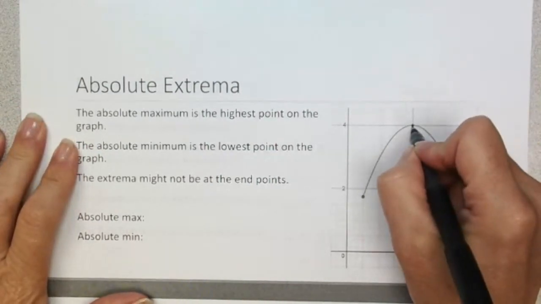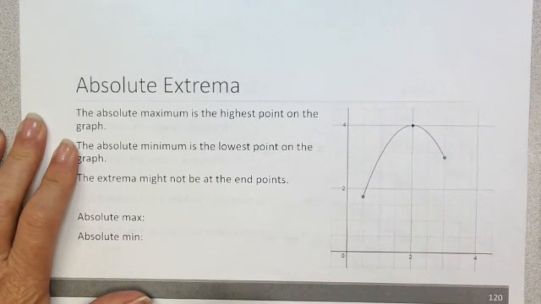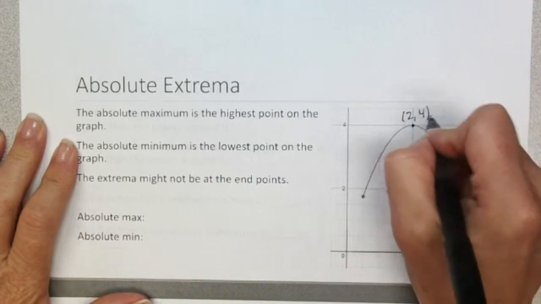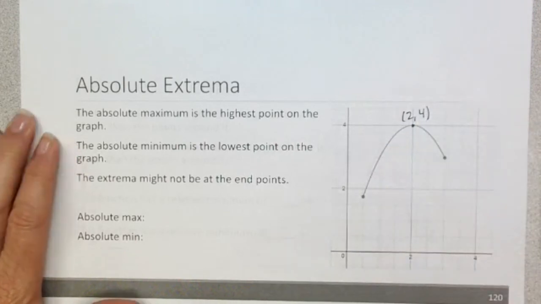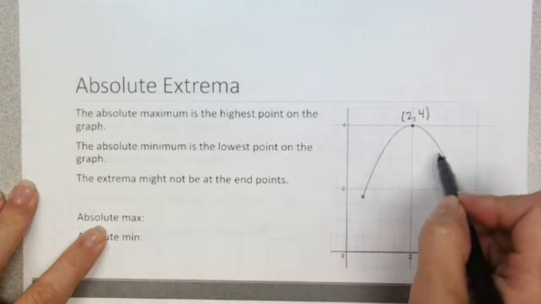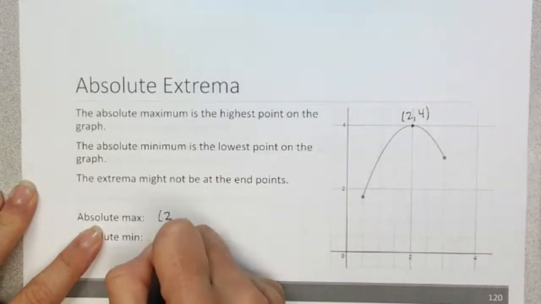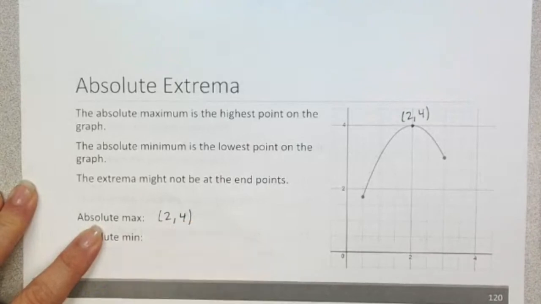On this graph, it's this point right here. Okay, that's an absolute maximum, the highest point. It has the coordinates x equals 2 and y equals 4. So the absolute max for this particular graph occurs at this point, (2, 4).